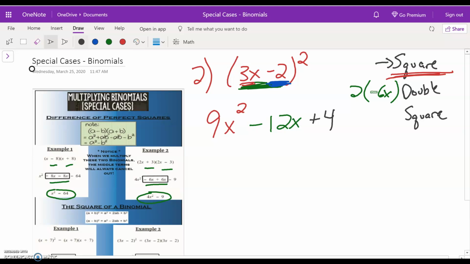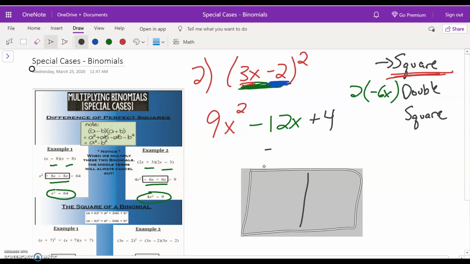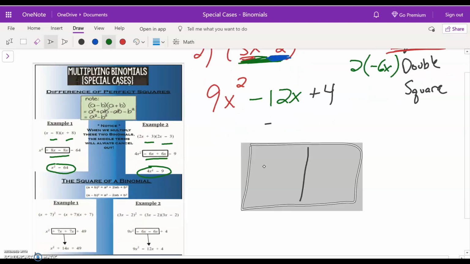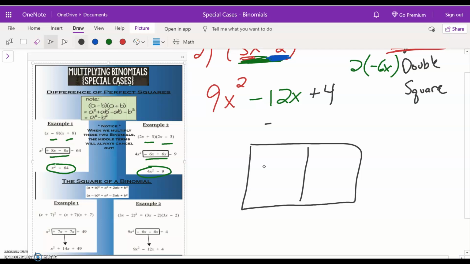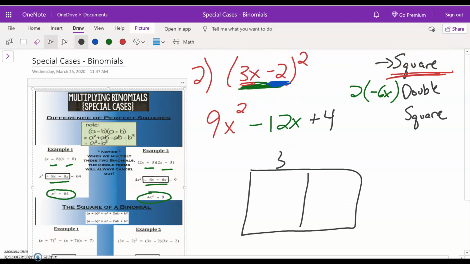And just to show you real quick, in the area method, what we have is 3x. Sorry about that, ran into some technical difficulties. I think we're back up and running now.